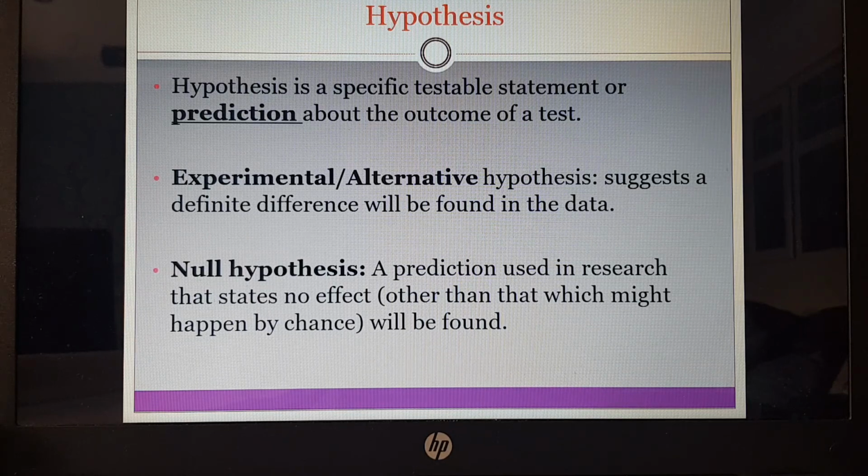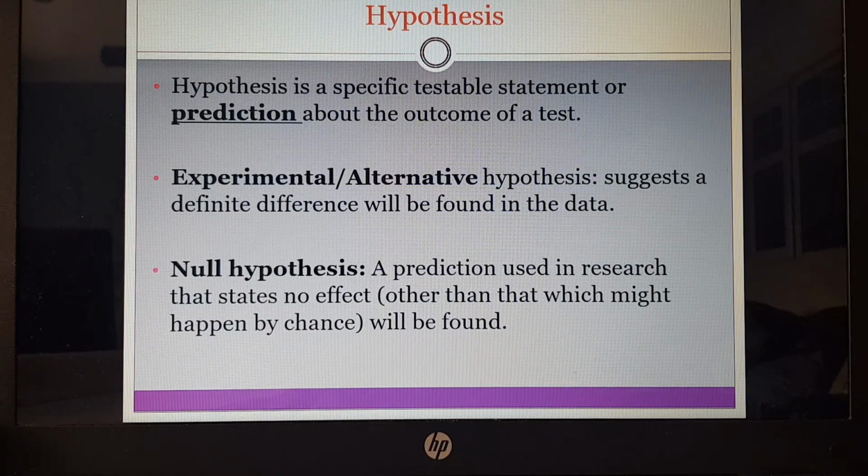Whereas your null hypothesis is almost like the opposite. It's a prediction which says that no effect is going to be found other than that which may be by chance. So in psychology, we always have to account for the fact that chance factors could have affected our results. Our results may not have been brought about by the manipulation of the IV, and it may just have been chance factors. Okay.